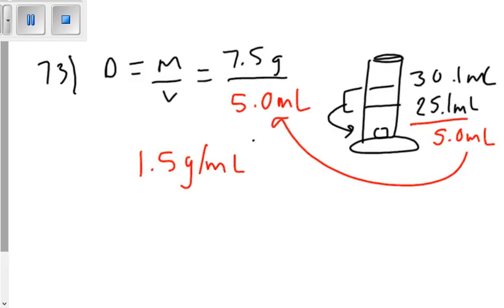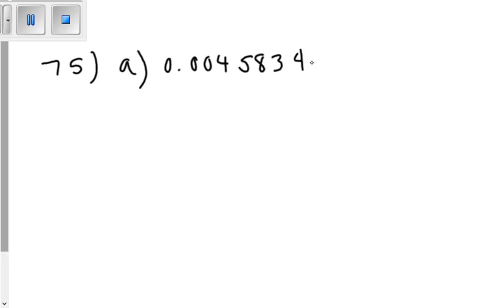All right, moving on to scientific notation. So we'll start with 75, question 75, and we've got A, B, C, and D. The good thing about scientific notation is it takes really, really small numbers or really, really big numbers and converts them into a form that's easier to use in math equations or to write on paper.